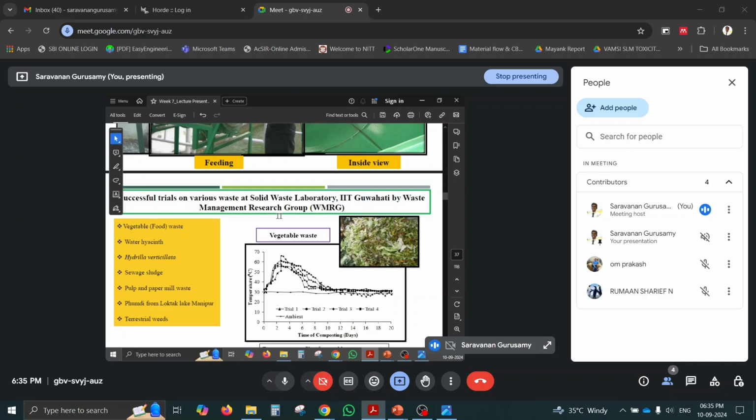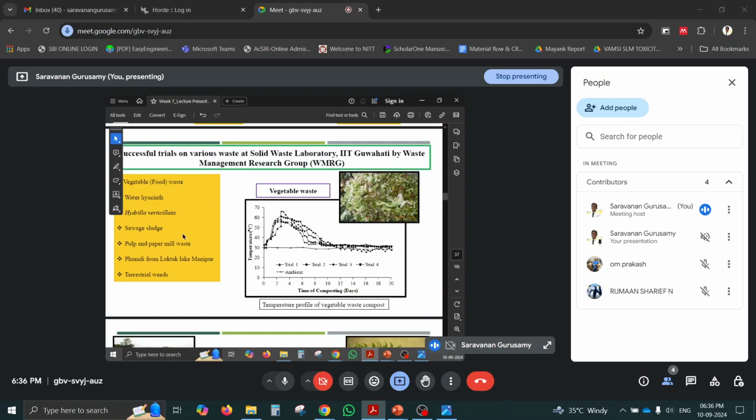Okay, this is the pilot scale reactor feeding, and then the inside view you can see. Different types of research have been done at IIT Guwahati by Professor Ajay Kalamdad sir through the Waste Management Research Group, that is WMRG. You can also check on Google and follow. They worked on some organic wastes that are very tedious to degrade, like water hyacinth, Hydrilla verticillata, and sewage sludge.